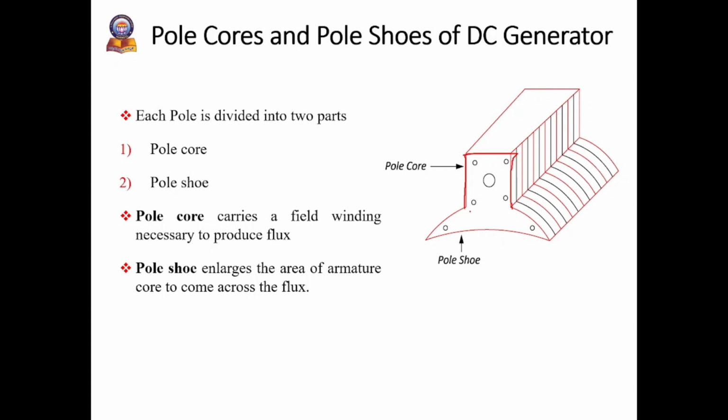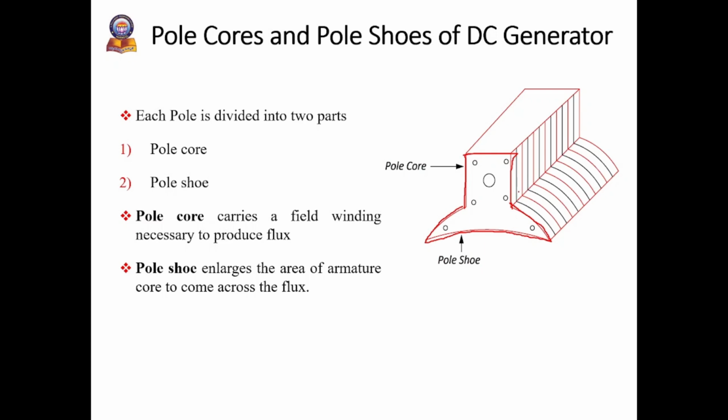Whereas the pole shoe is given a shape in such a way that, as you can observe, it is in this shape. So it enlarges the area of the armature core so as to come across the flux. When the flux comes in contact with the armature conductors, EMF gets induced in the armature. That is the reason this pole shoe is given a particular shape.